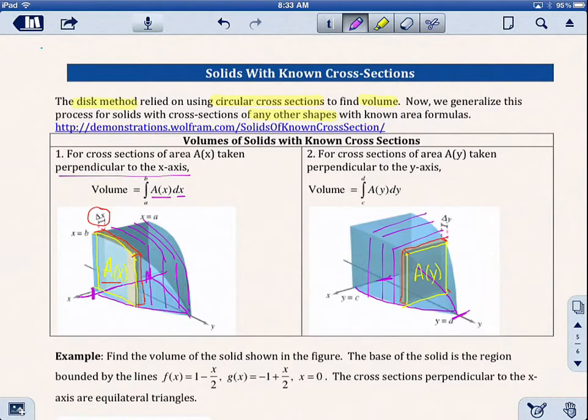Now, in looking at these two drawings, if we wanted to find the volume here, in my opinion, it would be tough to find a formula for A of x because you can see that it's curved right here. Now, finding A of y would be a little bit easier because this is just a square. So if we know the base down here, then we also know the area of the square. So those are going to be the tricks that we have to look at when finding volumes of solids with known cross sections.